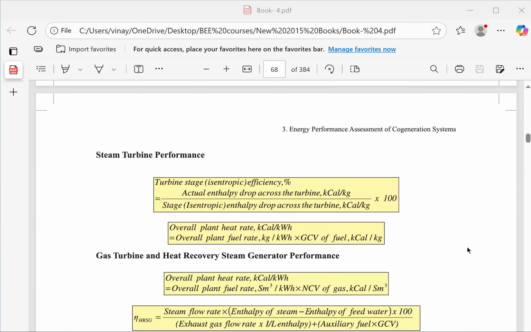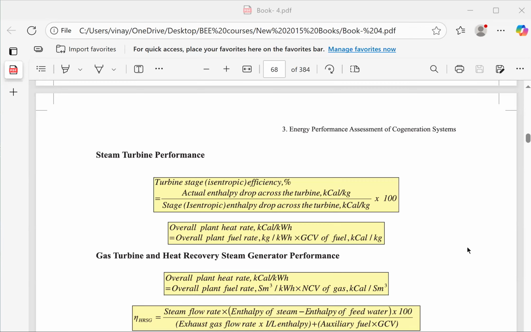And how is it measured? When you calculate the efficiency, it means what is the actual drop you achieved upon what the ideal drop you should have achieved, right? And ideal means isentropic. So the numerator is the actual enthalpy drop across the turbine upon the isentropic drop across the turbine. Take a ratio, it will give you the isentropic efficiency.